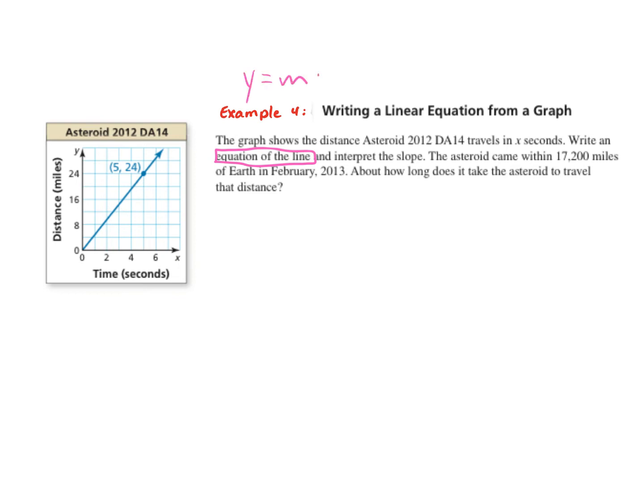So y equals mx plus b. So I just need my slope and my y-intercept. So given my graph here, how can I find the slope? I could use rise over run, or I could use my formula. So rise over run, or use the formula, y2 minus y1 over x2 minus x1.